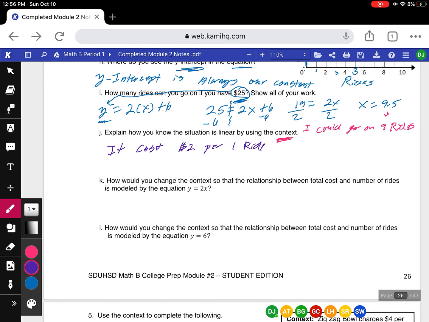Now, how would you change the context so the relationship between the total cost and the number of rides is modeled by the equation y equals 2x? And what this is saying is there's no constant. There is no $6 fee to get in. So we'd say the fare is free to get in, but it is $2 per ride.